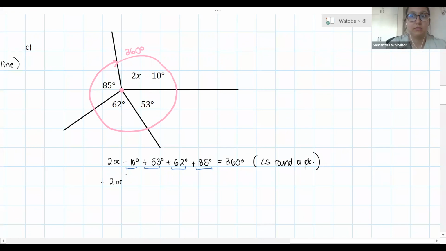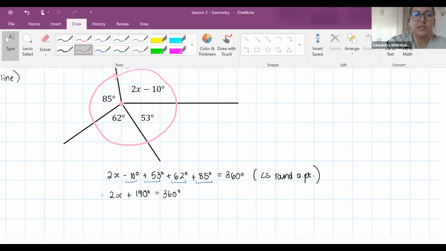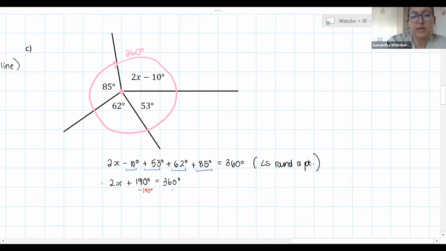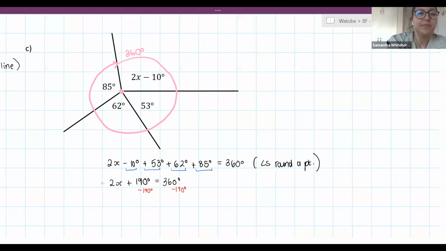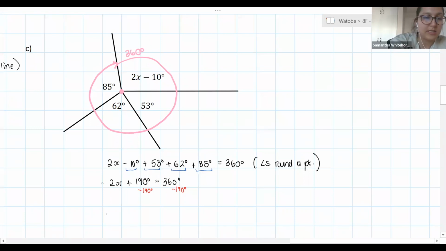So 2x is equal to 190. So if I add -10 plus 53 plus 62 plus 85, I get 190, which is equal to 360 degrees. From there, again, using my inverse operations, I first want to subtract 190 degrees on both sides because I don't want that 190 there on the left. And so when I say 360 minus 190, I get 270. So 2x is equal to 270.